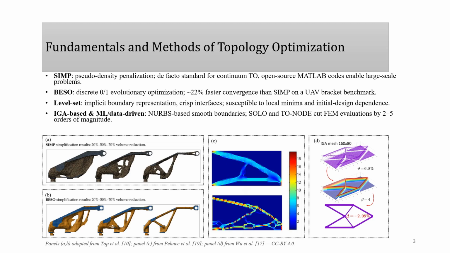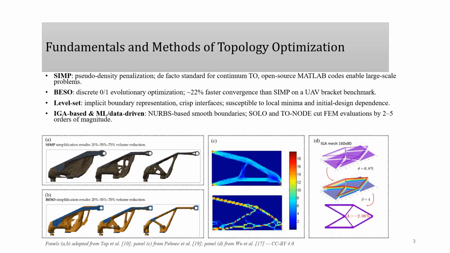This slide summarizes the main families of topology optimization methods. SIMP is probably the most widely used approach. It represents the design using pseudo-density values and penalizes intermediate densities to drive the solution toward solid or void layouts. BESO follows a different logic. It evolves the structure by adding or removing material in a more discrete way, often leading to clear 0-1 designs.